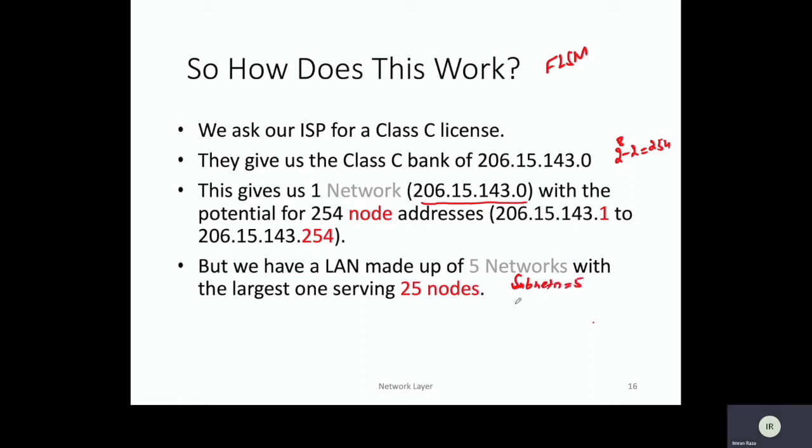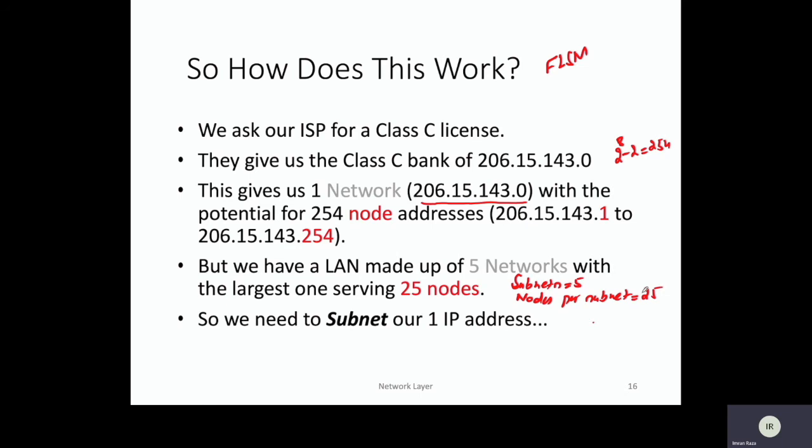Yes, we need 5 subnets. And how many nodes per subnet? Yes, 25. So what I want to do is divide this one network into 5 smaller networks, meaning 5 subnets, and each subnet should have 25 addresses for machines.